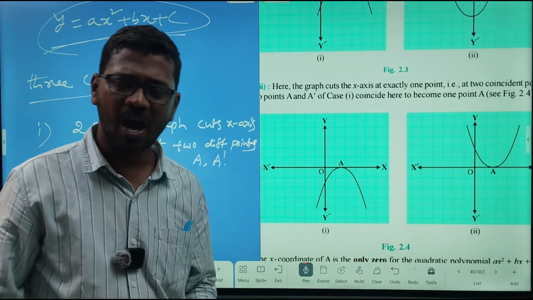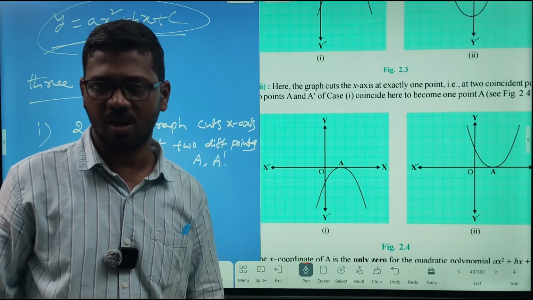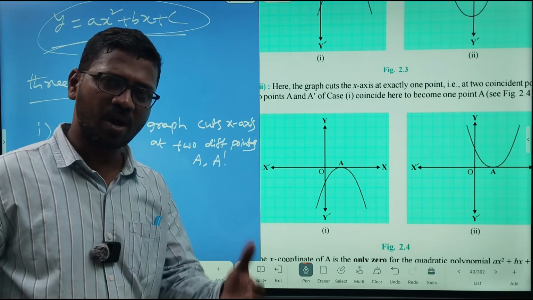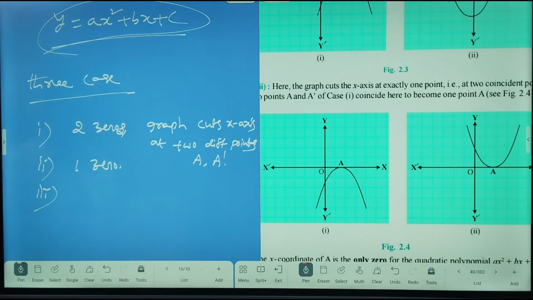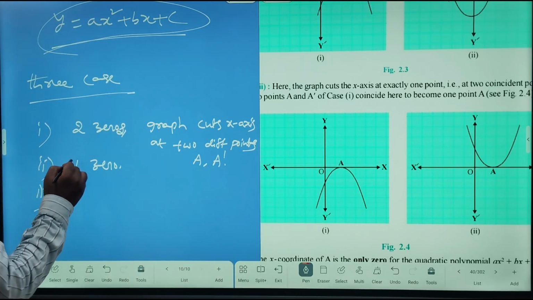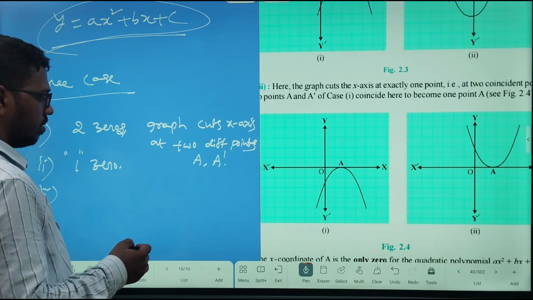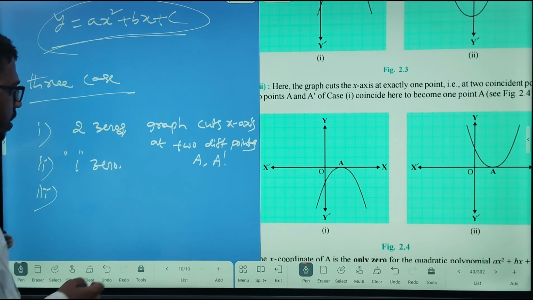2 comma 2 are the zeros of the quadratic polynomial. Quadratic means 2 zeros you have to say. If 1 zero is 2, another zero will also be 2. Okay. Only 1 zero will be there. That means the same zero will be repeated.